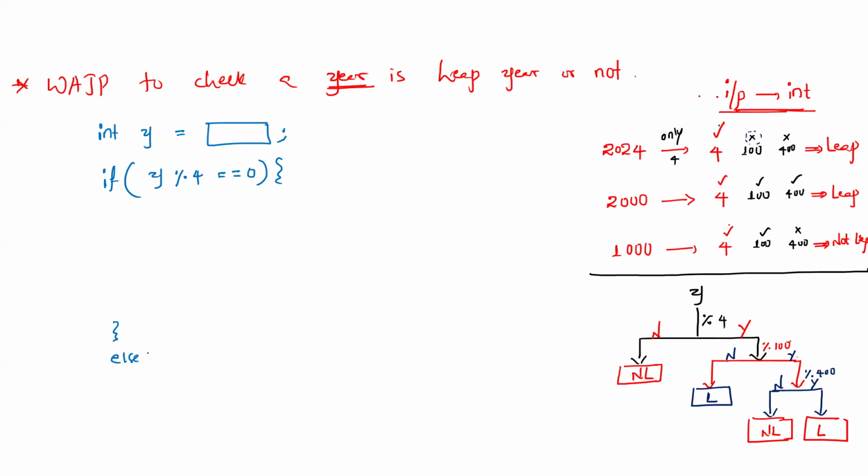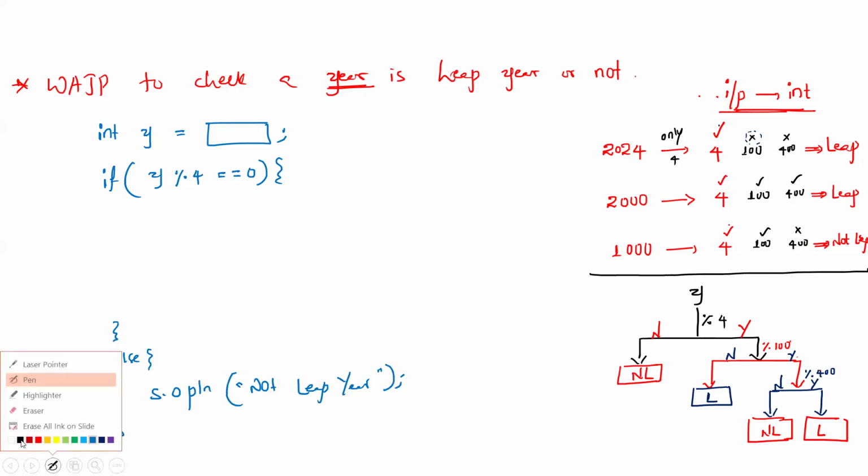If this is not true, what is the next condition? Else part. What's the else part? Obviously not a leap year. Correct? This is the conclusion we can make. But if it is 4, we cannot make the conclusion. Then what's the next condition to be checked? Only 4 is done here. And with the no part we are done. With the yes part we are left over. That's where I'm using a nested condition.